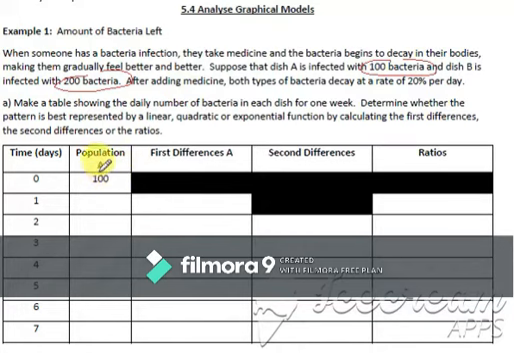So 100 bacteria. Okay, and then what we're going to do each time is we're going to take the number times 0.80. And the reason why we're going to do that is because it decays by 20%, therefore 80% is left. Okay, so the next one's going to be 80, and then we're going to say 80% of 80, which is 64. And then we want 80% of that, which is 51.2.